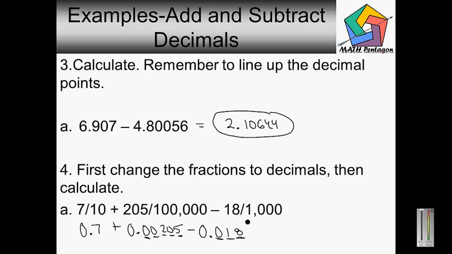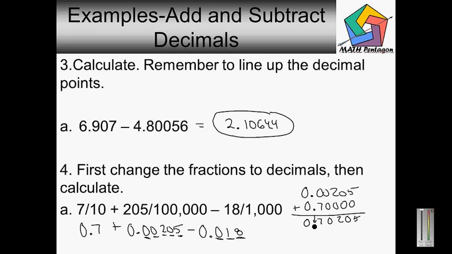So now we add up the numbers first. So we do it like this. We have 0.00205, 0.7, and then we add in zeros to make things easier. So we add up. 5 plus 0 is 5. 0 plus 0 is 0. 2 plus 0 is 2. 0 plus 0 is 0. 7 plus 0 is 7. Bring down the decimal point. 0 plus 0 is 0.